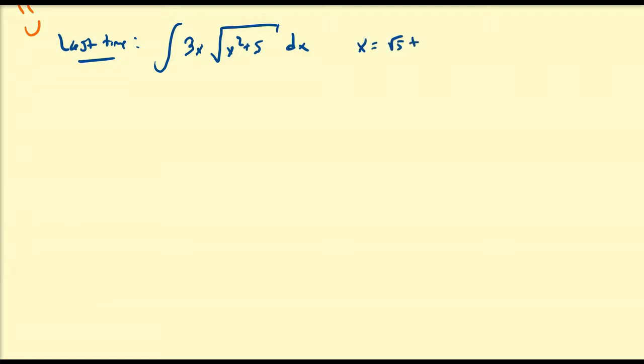Hello there, and in this video we're going to work through another example of integration by trigonometric substitution. So let's look at what we talked about last time. Last time we looked at how we can solve the integral 3x times the square root of x squared plus 5 using trig substitution, namely x is equal to the square root of 5 times the tangent of theta.